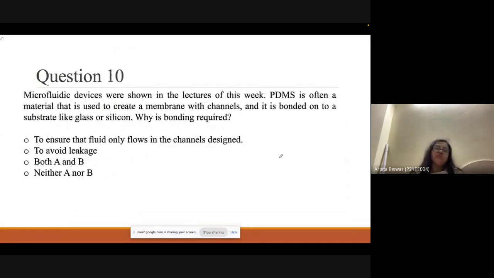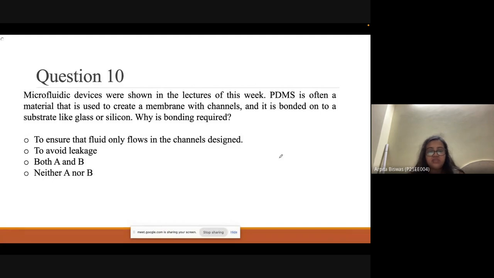So next we are moving toward question number 10. Microfluidic devices were shown in the lecture this week. PDMS is often a material that is used to create a membrane with channels, and it is bonded to a substrate like glass or silicon. So why is bonding required?